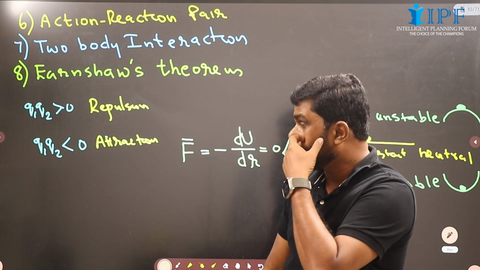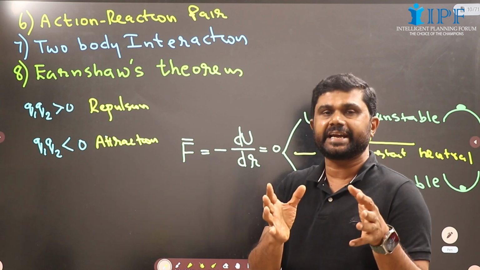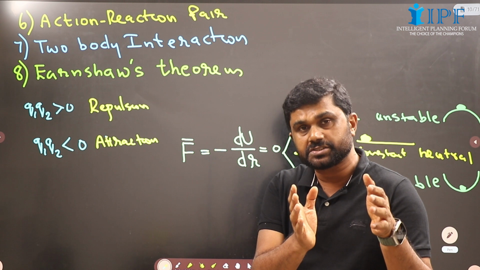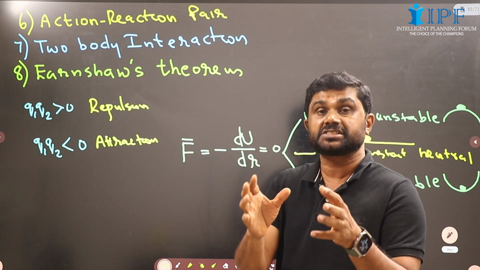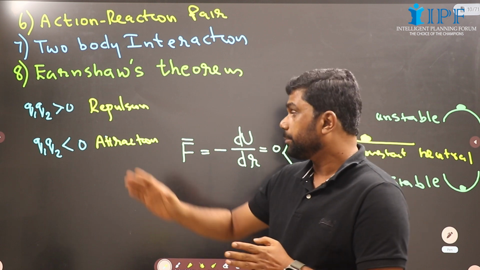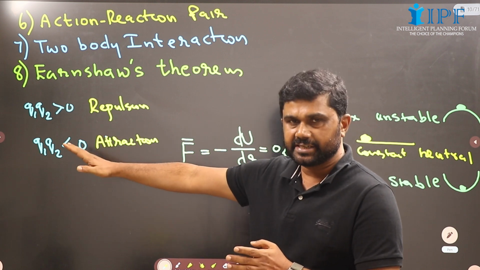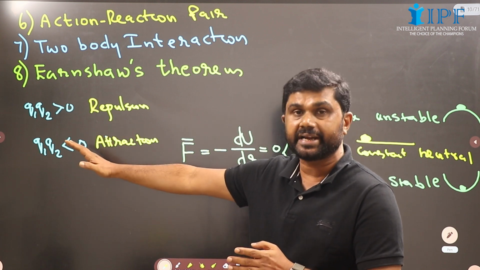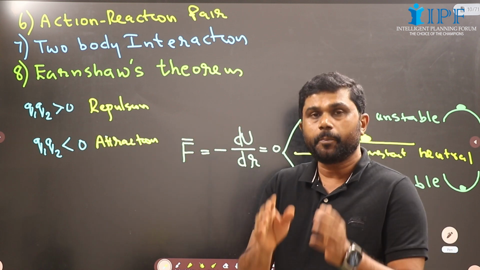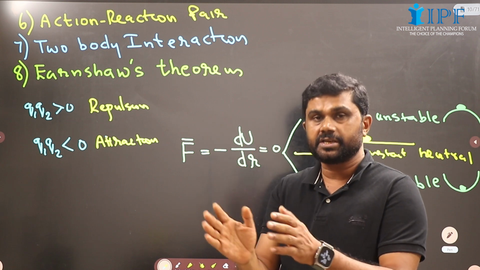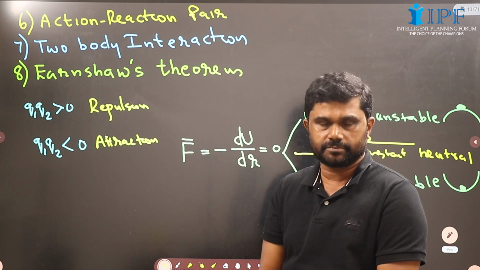If the product q1 q2 is less than 0, it is negative, which means one of the charges is positive and the other is negative, or the two charges are dissimilar. Then the product q1 q2 is negative, the force will be negative and the nature of the force will be attractive. So positive force means repulsion, negative force means attraction.